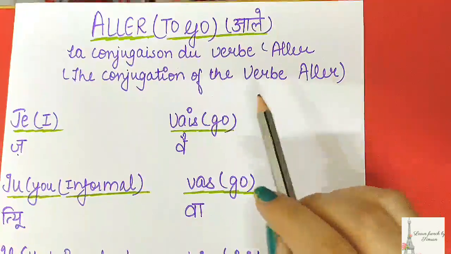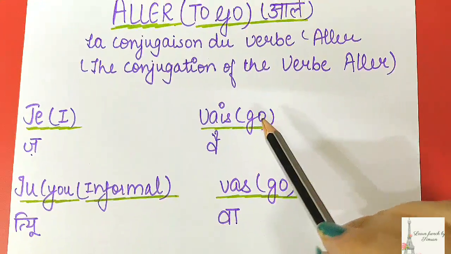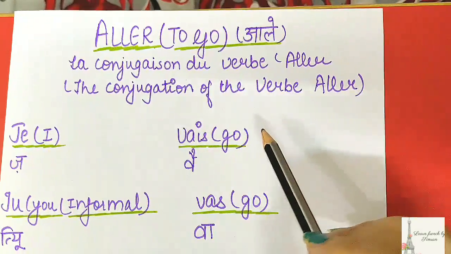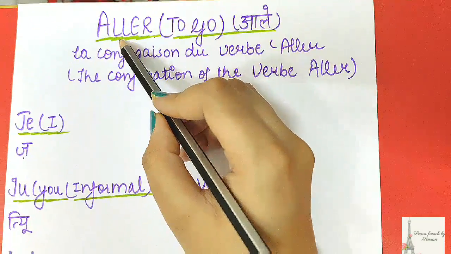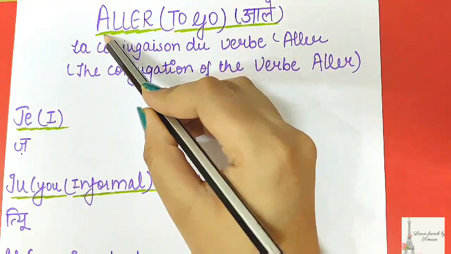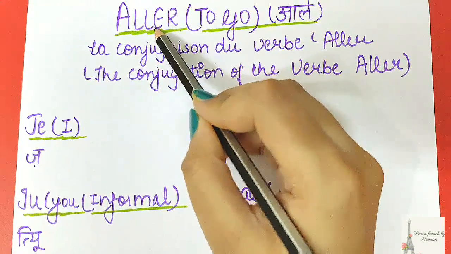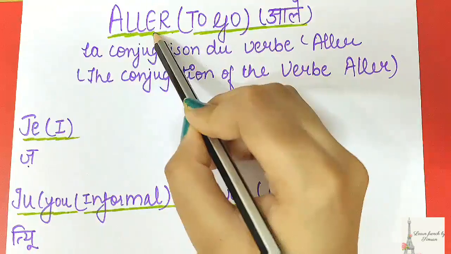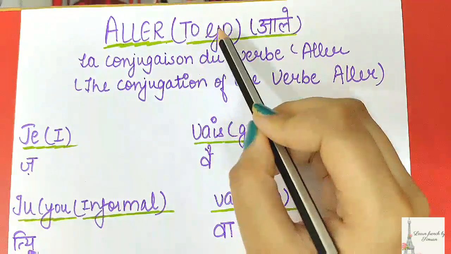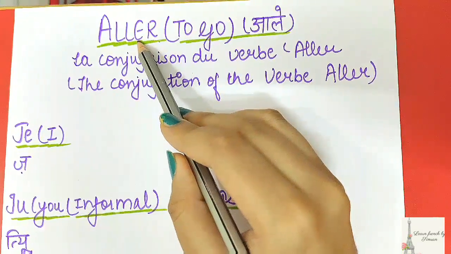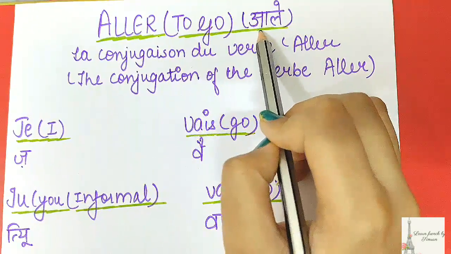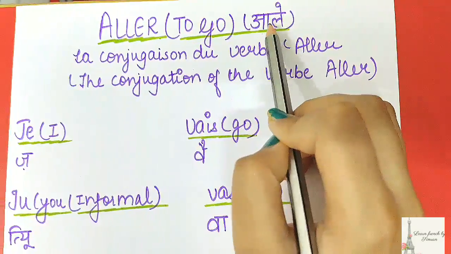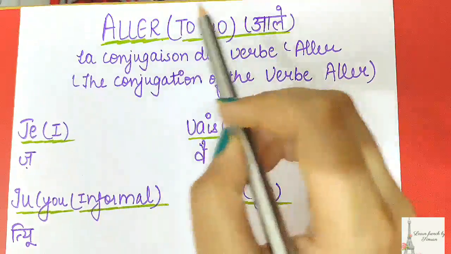In today's video, we are going to learn about a very basic and important verb of French. So let's begin. As you can see here, I have written A-double-L-E-R, and this means to go. This is a verb which means to go, and its pronunciation is आले as I have written here in Hindi.